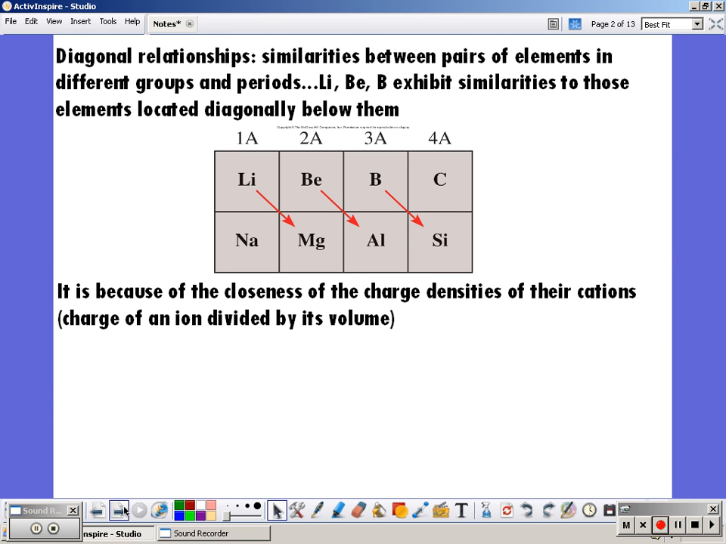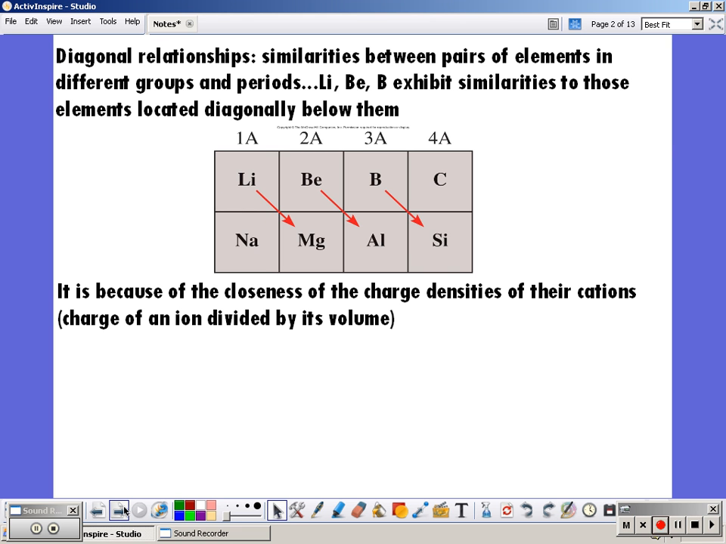So there's a diagonal relationship on the periodic table as well, and it shows the similarities between pairs of elements in different groups and periods. So again, the second-row element is different from the rest of its group members. However, it does share more common properties with the element that it's diagonal to.